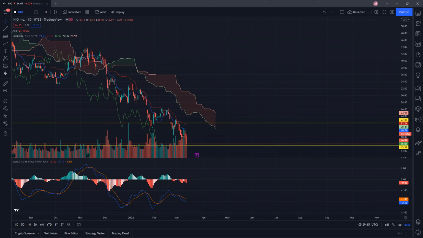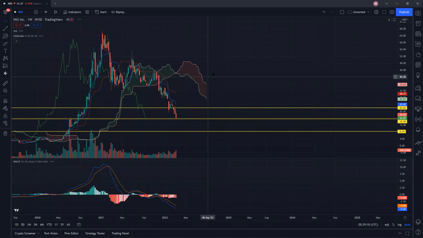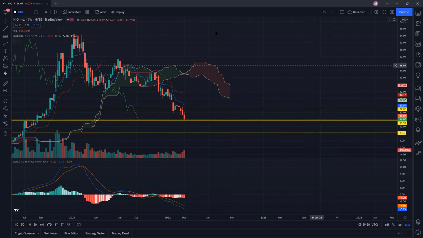Let's take a look at the weekly MACD. For the weekly MACD, it tells us the same thing. You can see that there are no signs of reversal. At the beginning, we actually did see a potential histogram changing, but now it has become red and it looks like it will drift down further. So definitely downside is to be expected.